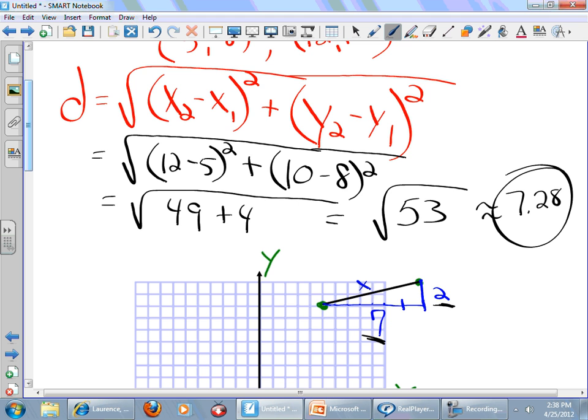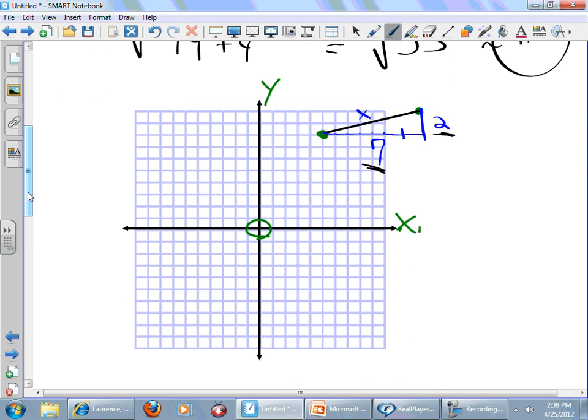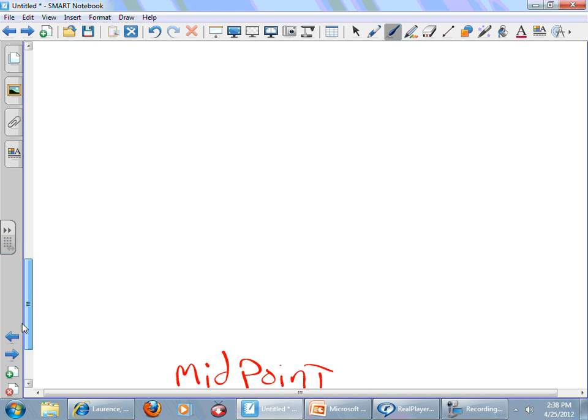All right, if I did the Pythagorean theorem, you should have gotten about 7.28 or 7.3, depending where you round it. My right angle's here. I find the hypotenuse. 2 squared plus 7 squared equals x squared. All right, so that is the distance formula.